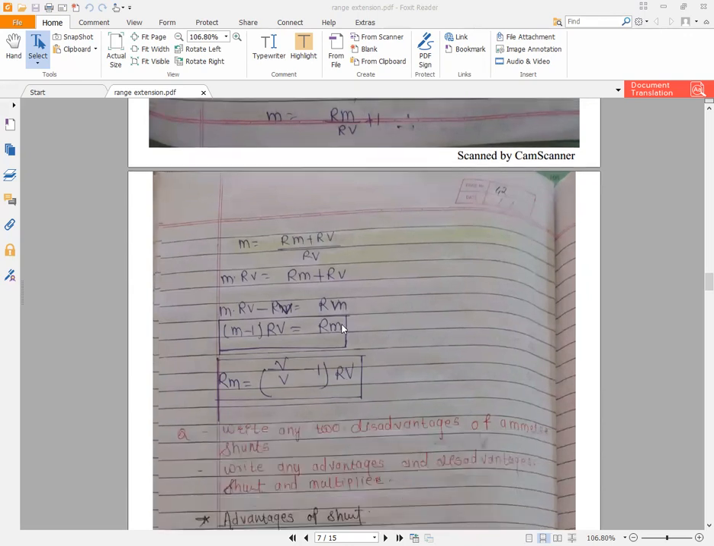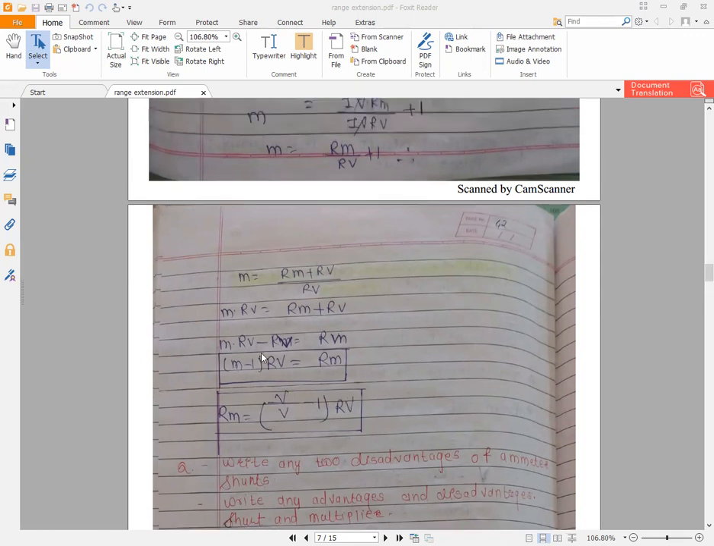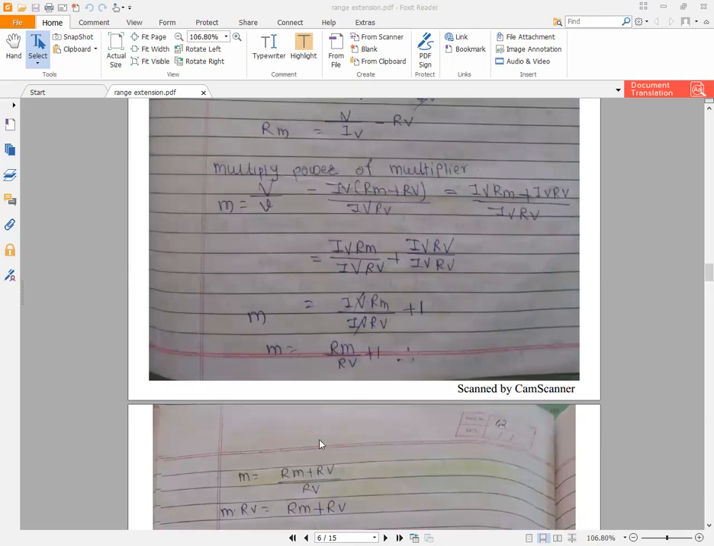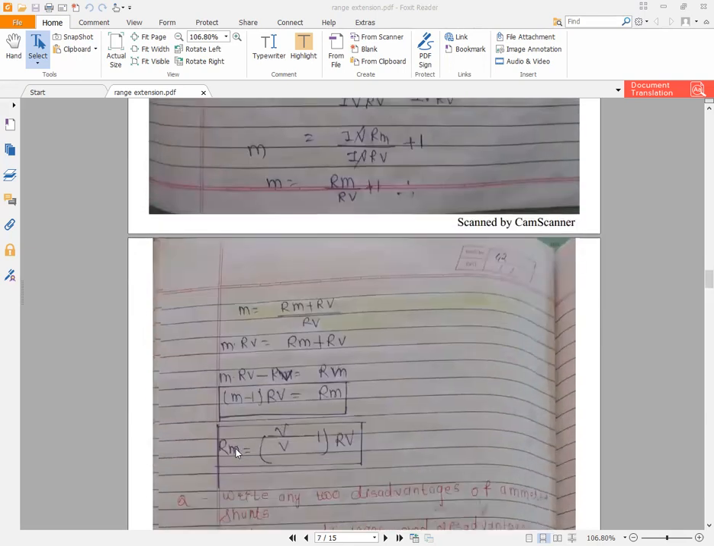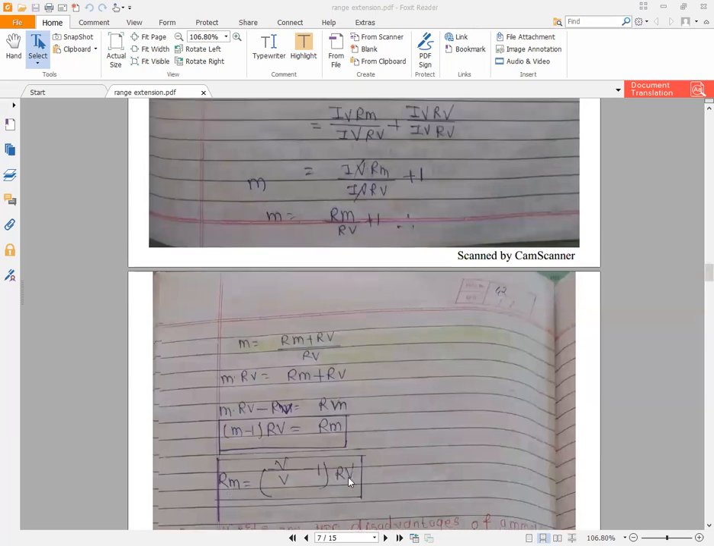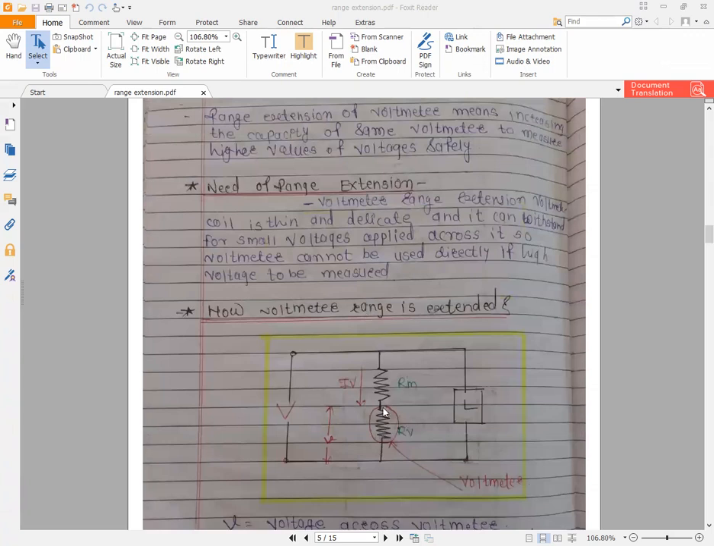So corresponding to this one, Rm equals (V upon small v minus 1) into Rv, as we know that this M equals V upon small v. Therefore, this is nothing but our multiplier, Rm equals (V upon v minus 1) into Rv. With the help of this multiplier, we can extend the range of voltmeter by connecting a high value of resistance in series with the voltmeter coil.